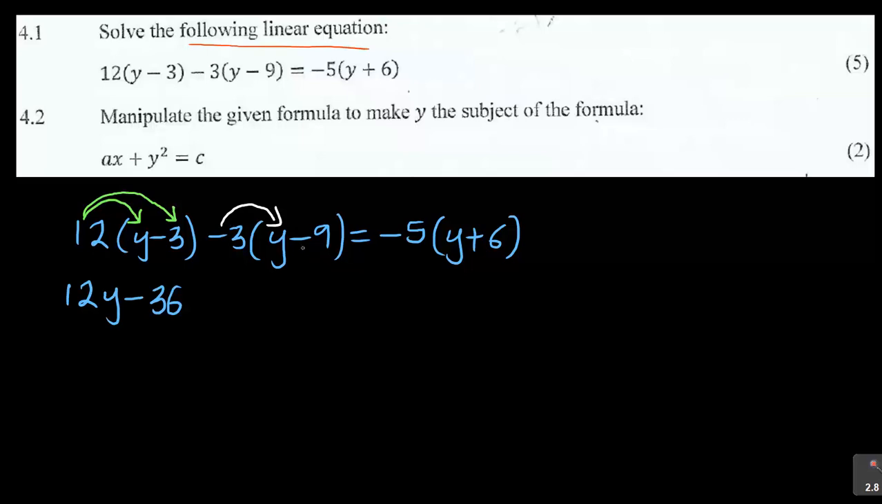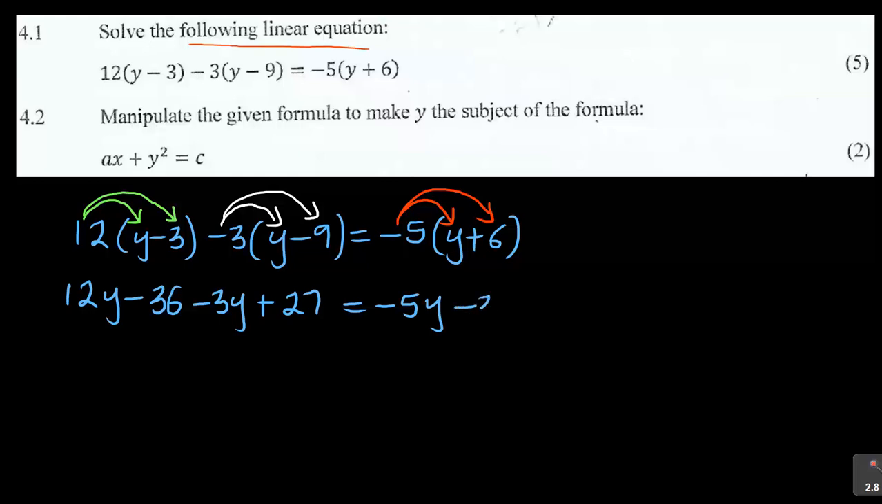Minus 3 times y is negative 3y, and minus 3 times minus 9, negative and negative is positive 27, is equal to, and then minus 5 times y and minus 5 times 6, so you have minus 5y minus 30. So that's the first skill they wanted to test there.